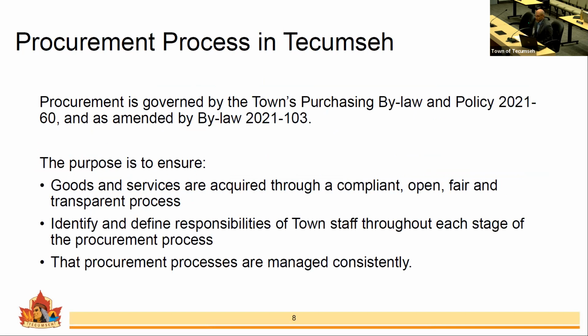So our procurement process in Tecumseh is governed by our bylaw 2021-60 as amended by 2021-103. And that also includes our accompanying policy number 17. The purpose of our bylaw and policy is to ensure that goods and services are acquired through a compliant, open, fair, and transparent process, that responsibilities of town staff are identified and defined throughout each stage of the procurement process, and that procurement processes are managed consistently.